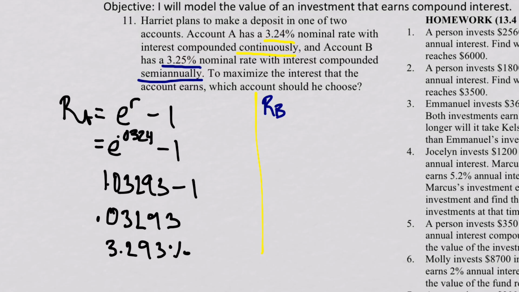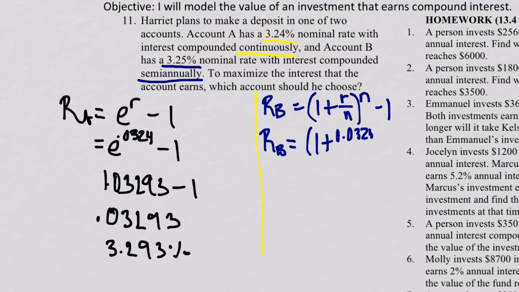Okay, so semi-annually, that means that my rate is going to be 1 plus R over N to the power of N minus 1. Plug in R, which in this case is 3.25%. So 1 plus 0.0325 over N. Semi-annually means twice per year, so N is 2, to the power of 2, minus 1. At this point, it's calculator work.